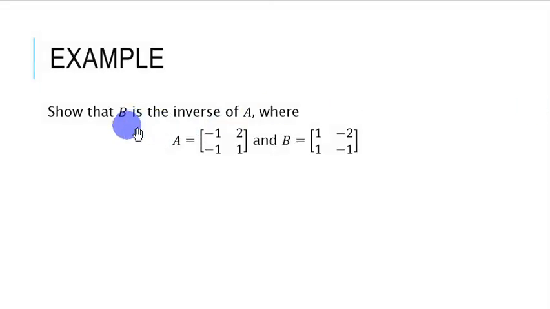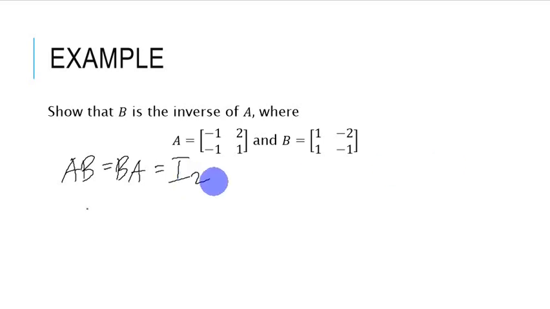So let's have an example. Let us show B is the inverse of A, where A is equal to this matrix and B is equal to this matrix. So based on the definition, A times B should be equal to B times A, which should be equal to, in this case, I sub 2.